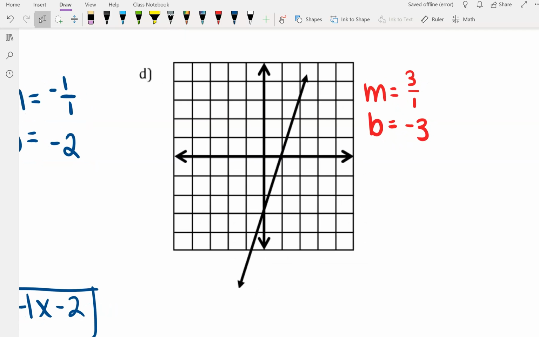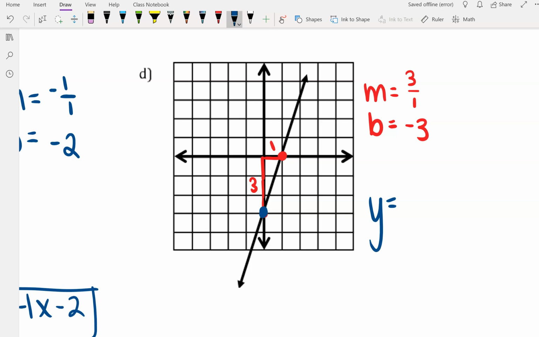All right, and then D, when I find the slope, I pick 2 nice points. I'll pick this one, and then the next nice point over is this one. From here to here, I went up 1, 2, 3, and over 1. So the slope is 3 over 1. And then the y-intercept, where it crosses the y-axis, is down here at -3. So the b is -3.